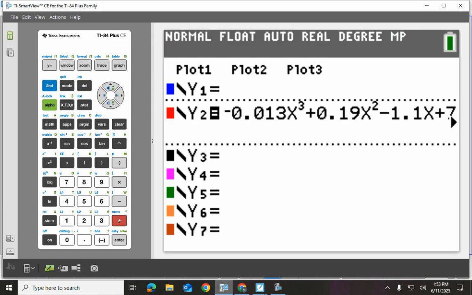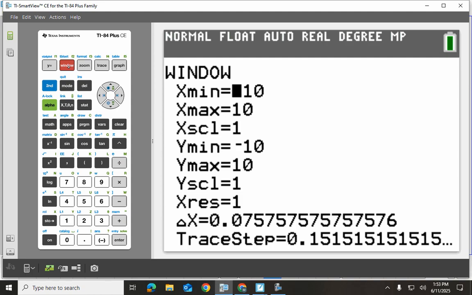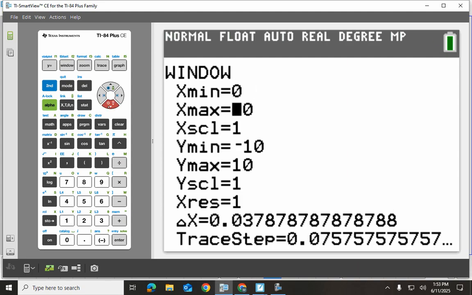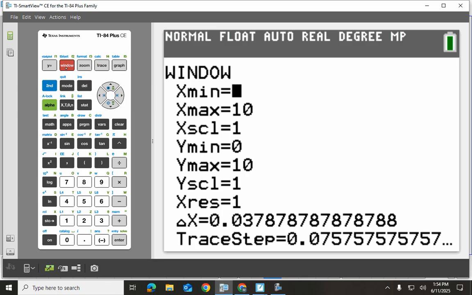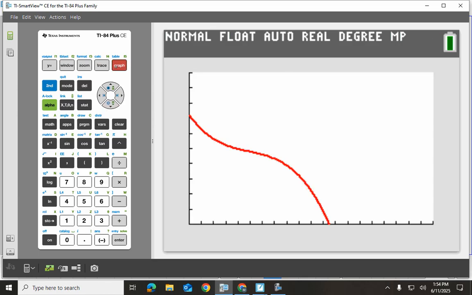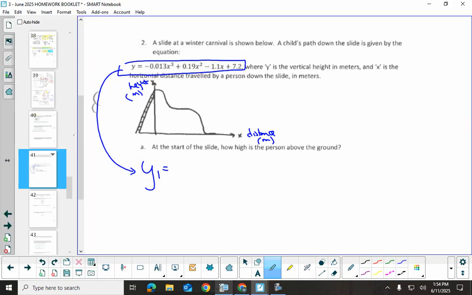Okay. So I'm going to make my window settings go from 0 to 10 and 0 to 10 because it's distance. It's distance and height. So I don't need any negatives. So I don't know if this is going to work or not, but that kind of shows the slide, right? Like it shows the path of it. I'm just going to extend that x just a little bit further. I'll go to 20. So that kind of looks like the picture of the slide.